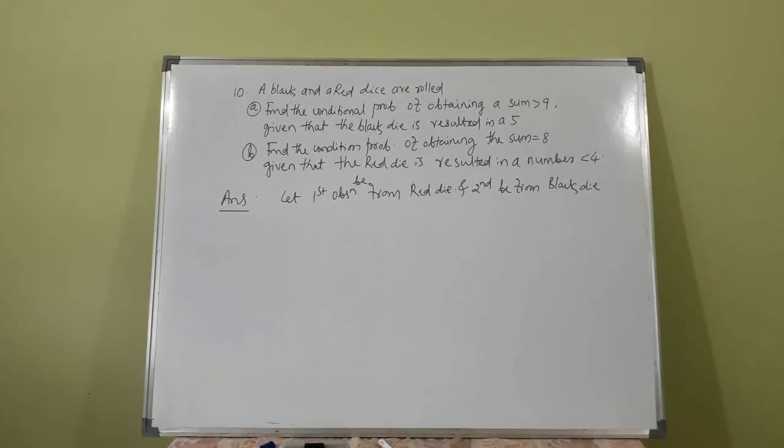Okay, let us continue. The 10th one: a black and a red die are rolled. Find the conditional probability of obtaining a sum greater than 9, given that the black die resulted in a 5. Conditional probability of obtaining a sum greater than 9.